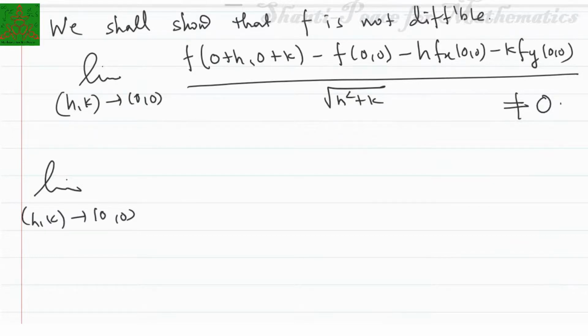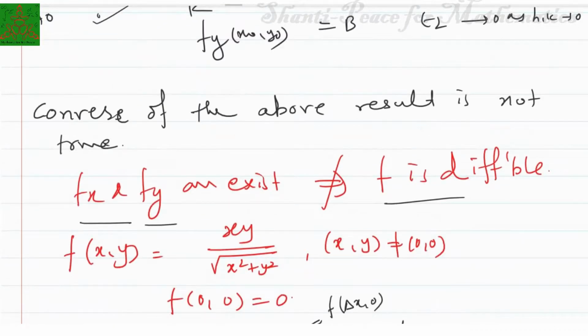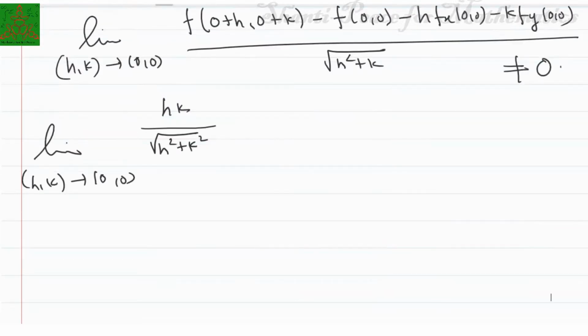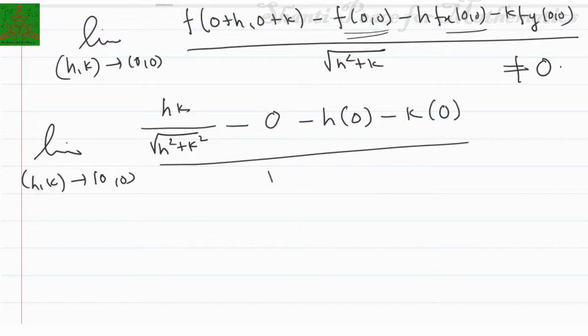What is f of hk? The given function f of xy is xy upon x square plus y square, so that is hk upon square root of h square plus k square, minus f of 0 0. Now f of 0 0 is given as 0, minus h into fx at 0 0, which we calculated as 0, minus k into fy at 0 0, which we also calculated as 0, upon square root of h square plus k square. Now this is equal to the limit as hk tends to 0 0.